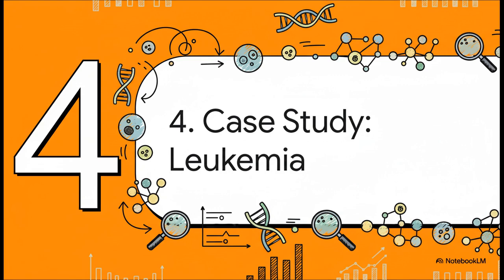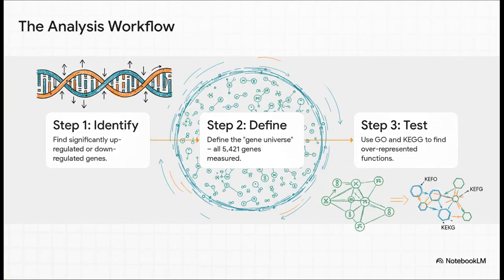We're going to look at a classic dataset that compared two different types of leukemia, ALL and AML. The goal was to find the biological story that makes them tick differently. So here was the game plan. First, the scientists found all the genes that were way more active, we call that upregulated, and all the ones that were way less active, or downregulated, when comparing the two cancer types.